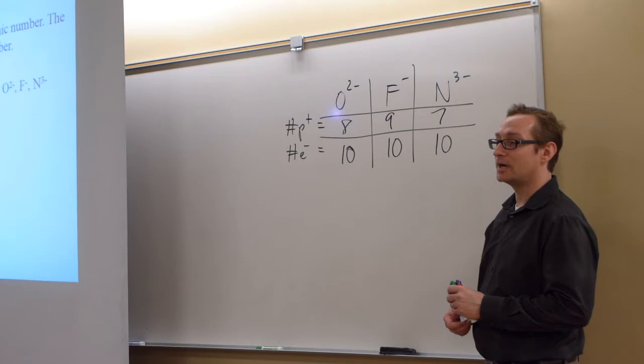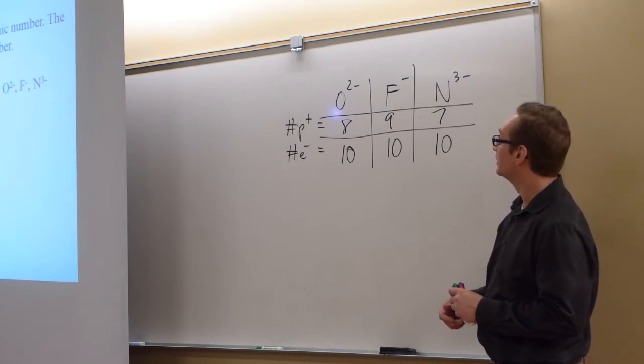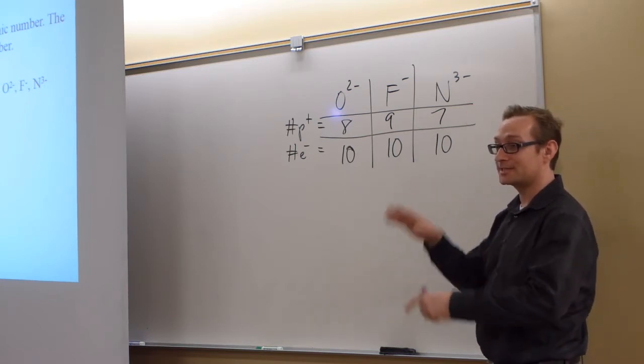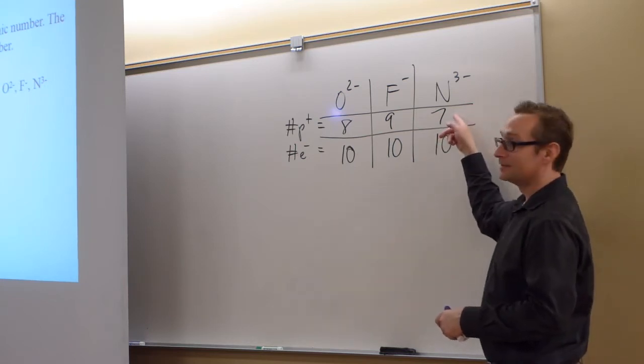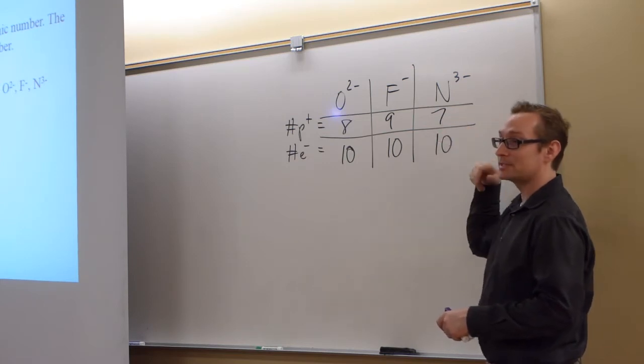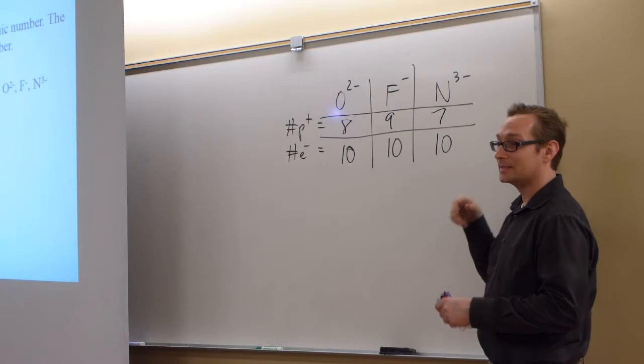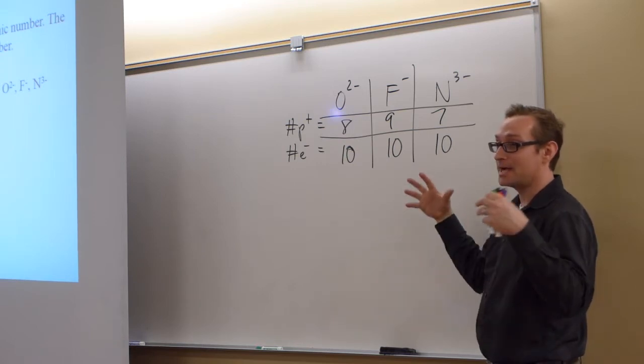Which element there, which ion will be smaller? Nitrogen. Okay, so it's the opposite of what your intuition is going to tell you. Nitride has fewer protons in the nucleus. What does that mean for the size of the atom? It's not going to be as small. The electrons are going to expand out more.